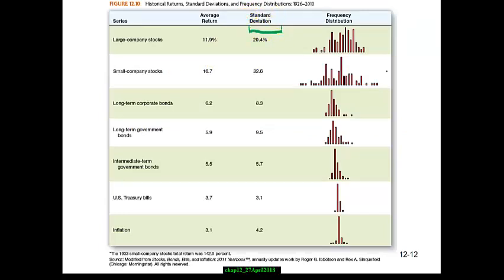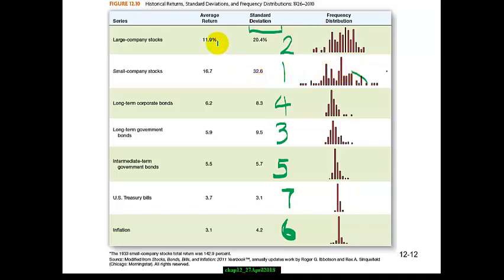Can you rank them from the highest standard deviation to the lowest? So let's do this together. The highest standard deviation is the small company stock, then the large company stock, followed by long-term government bond, long-term corporate bond, then intermediate government bond, inflation, treasury bills. You probably also notice the higher the standard deviation, the wider the frequency distribution on the chart.